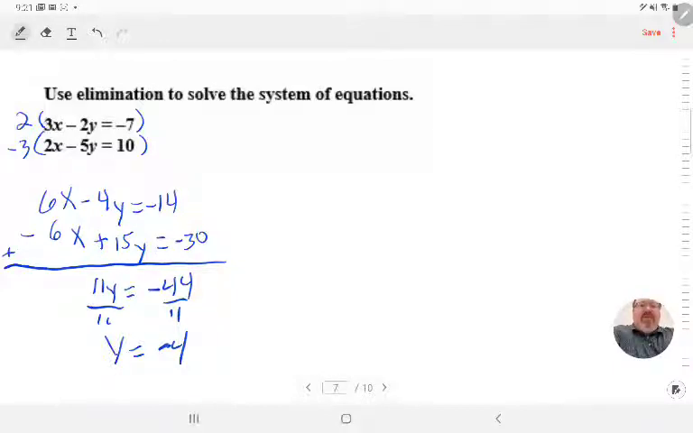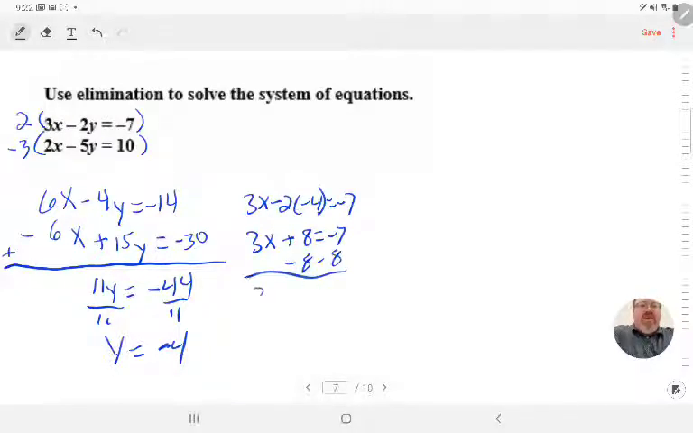Then I can go back to the original equation, and I could say 3x minus 2 times negative 4 equals negative 7, or 3x plus 8 equals negative 7. Subtract 8 from both sides. 3x equals negative 15. Divide both sides by 3, and x equals negative 5. So my solution would be negative 5, negative 4.